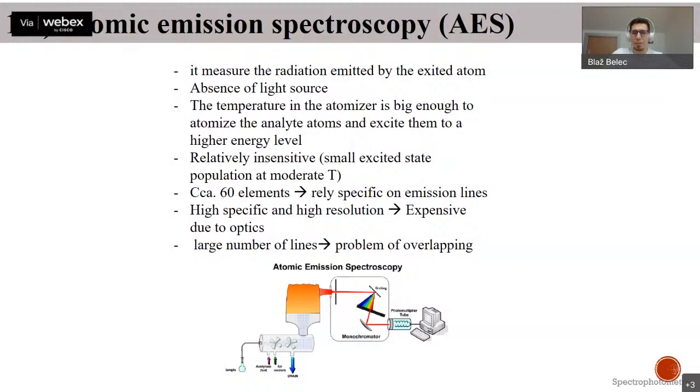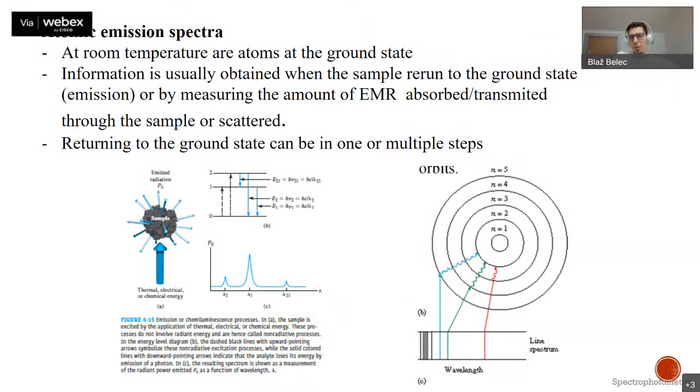It's a highly specific and high resolution method, but it's expensive due to the optics that are installed in the machine. Also, the problem is that we have a large number of lines compared to absorption spectroscopy, and here we have problems of overlapping, especially if we have mixtures of atoms in our sample. So to remember, atomic emission compared to absorption does not measure the energy needed to excite the atom, but we measure the energy released when going to the ground state.